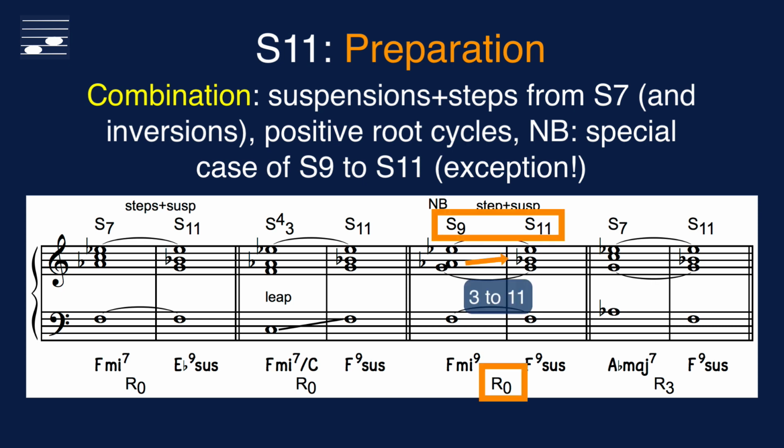Note the preparation from the S9, which Schillinger does not allow in the chapter on the 9th chord, but includes as an example in this chapter. It's a nice example of the occasional inconsistency or incompleteness of the Schillinger books. Here it must be considered the exception to the rule, with the chord root being invariant, while the 3rd steps up to the 11th, a kind of passing tone motion.